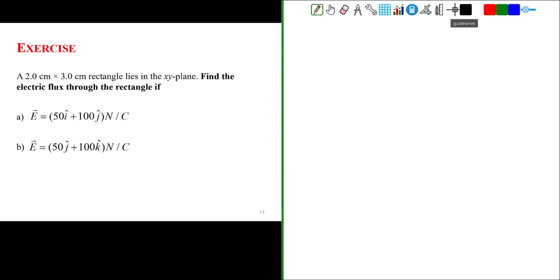A 2 centimeter by 3 centimeter rectangle lies in the xy plane. Find the electric flux through the rectangle if, part A, the electric field has an x component of 50 newtons per coulomb and a y component of 100 newtons per coulomb, and part B, the x component of the electric field is 50 newtons per coulomb and the z component is 100 newtons per coulomb.